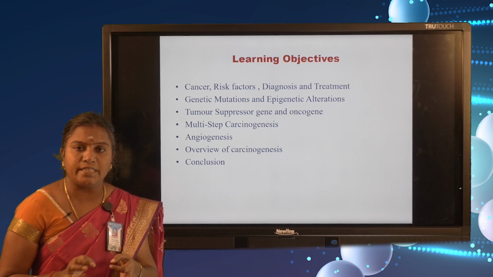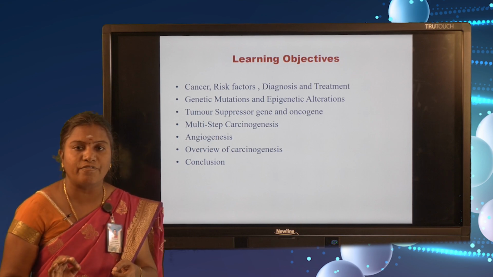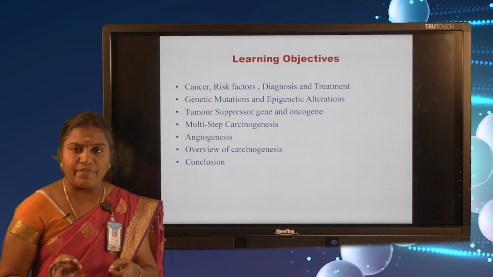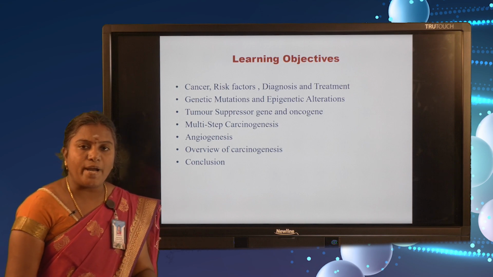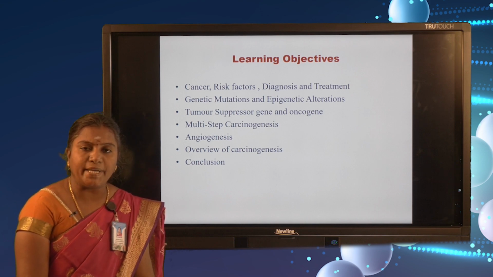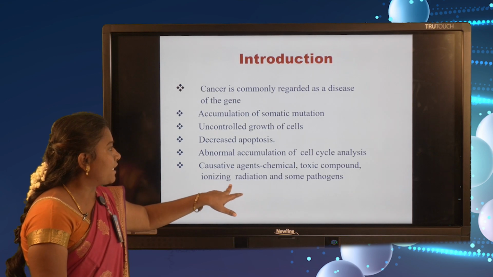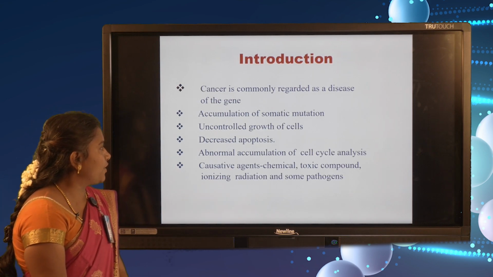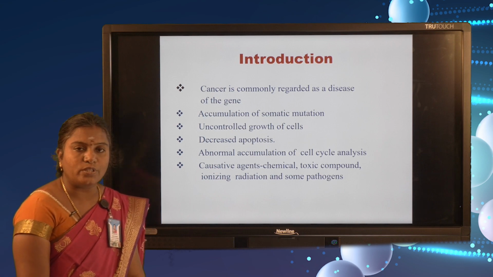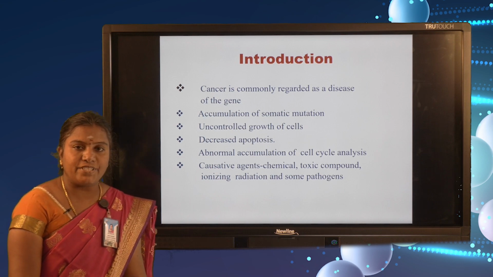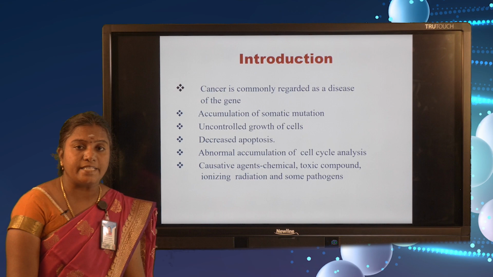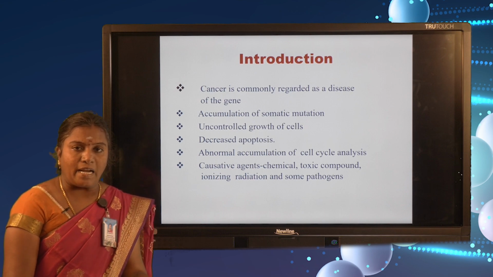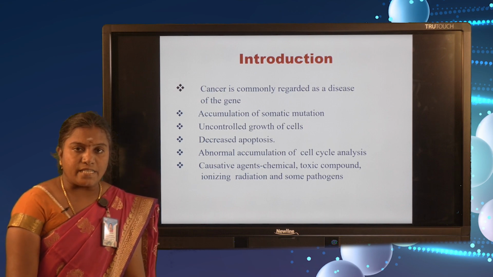Cancer is nothing but a disease or disorder of the gene. If the gene is affected by somatic mutations, it mainly contributes to cancer development. Cancer development is regarded as the accumulation of somatic mutations that leads to uncontrolled growth of cells, abnormal cell division and abnormal cell cycling. These parameters are mainly altered in cancer conditions.